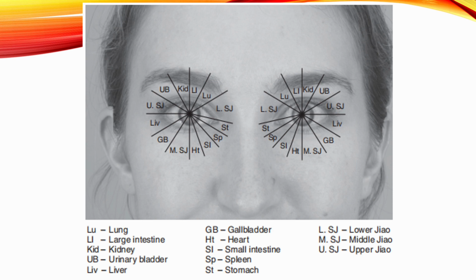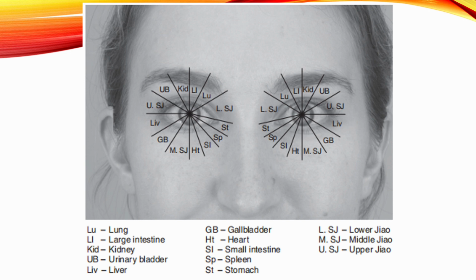Zangfu of each area. The left and right eye each have the same representative Zangfu areas. The first area is the lung and large intestine. The second area is the kidney and urinary bladder. The third area is the upper jiao. The fourth area is the liver and gallbladder. The fifth area is the middle jiao. The sixth area is the heart and small intestine. The seventh area is the spleen and stomach. The eighth area is the lower jiao. There is about 45 degrees between each area.